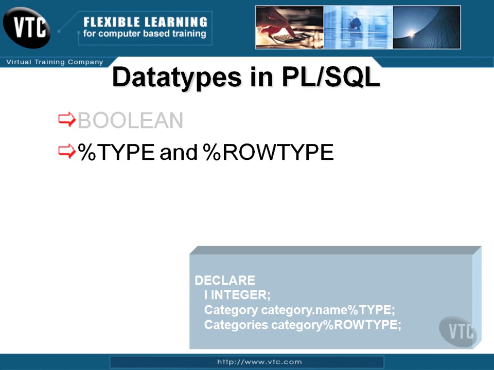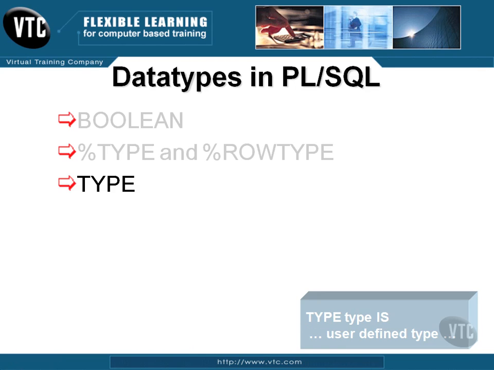What they do is they allow you to pull the type of a data type when you don't necessarily know what it is from a table, or a row type, the entire row. So as you can see down here, I'm creating a data type here where the variable is called category, but its data type is actually from the table and the name column. This one here is actually an entire row type, categories, from the entire row of the category table. That's quite convenient because you don't have to declare everything all over the place.